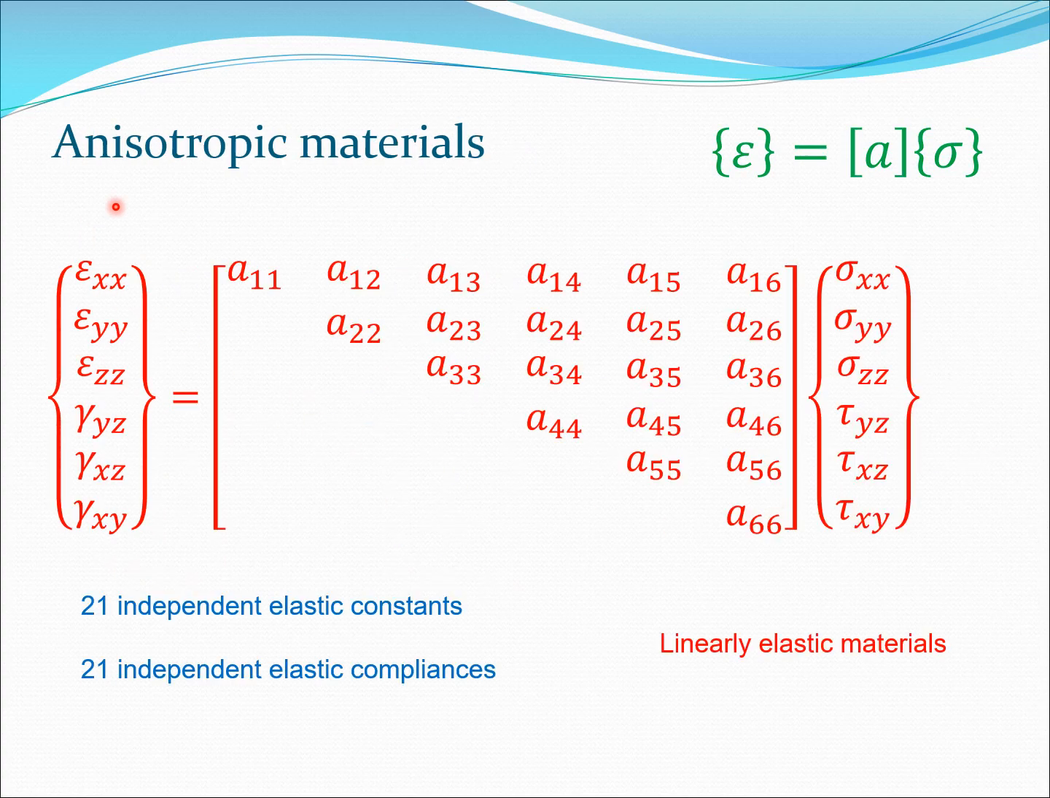Now to see that very carefully, I have given out this matrix in full here. I have not given this half because do remember this is a symmetric matrix. So A21 equals A12 and so on. But let's count it now. 1 2 3 4 5 6 7 8 9 10 11 12 13 14 15 16 17 18 19 20 21. So we have 21 possible elastic constants and compliances in a typical linearly elastic material, and this kind of material is known as an anisotropic material. It is the most general material, and therefore that's the material which we can start from.